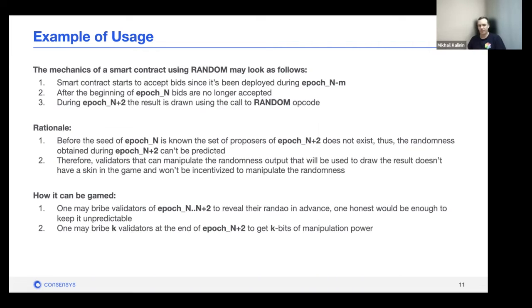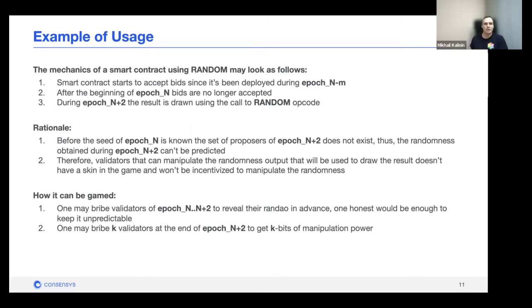Also, there is the idea to introduce a slashing condition for early RANDAO reveals. So it would be pretty unsafe for a proposer to reveal his RANDAO beforehand to any party in the network that can use this to slash this proposer.